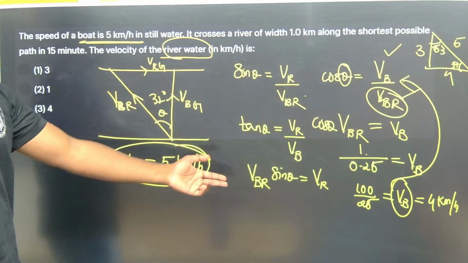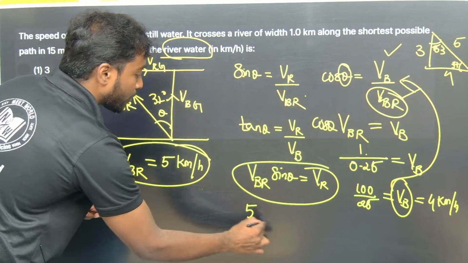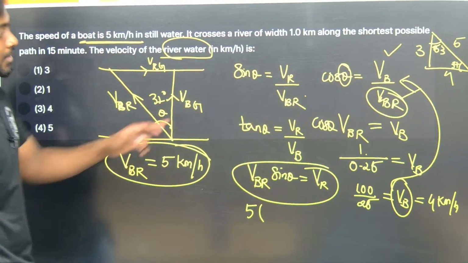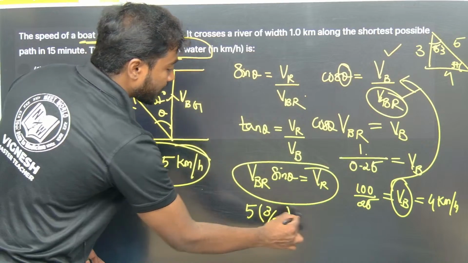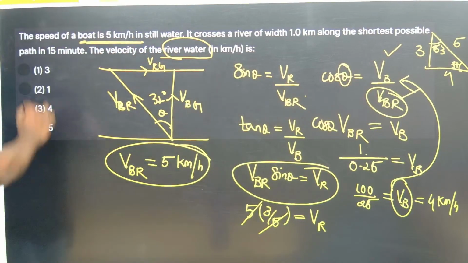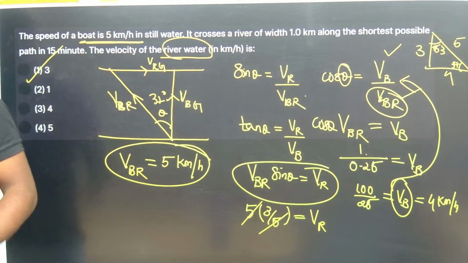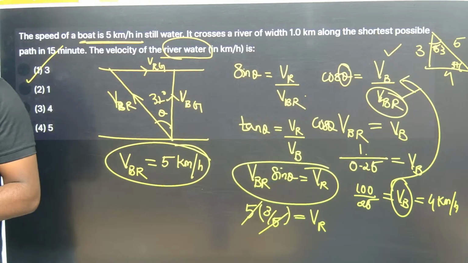Now I can easily find the velocity of the river. 5 into sin 37, where sin 37 is opposite by hypotenuse, 3 by 5, is equal to the velocity of the river. The 5 will get cancelled, and the answer is 3. Option 1 is the answer.